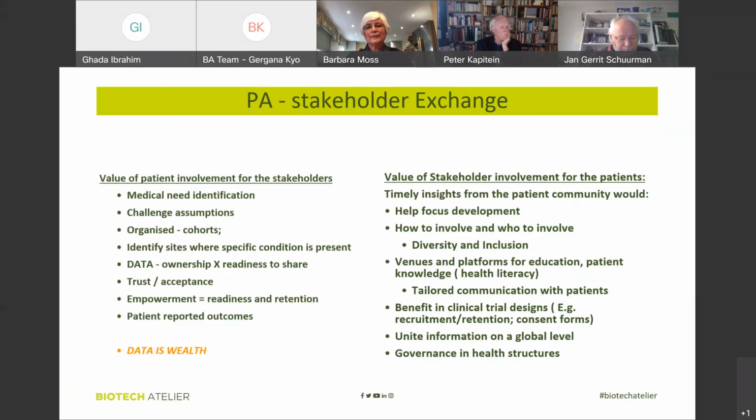And the enormous benefit in clinical trial design, for example. We know that clinical trials sometimes fail because recruitment can happen, but retention is very difficult. Consent forms, and Pierella mentioned that there is no silver bullet for consent forms. Totally agree. So we need to review consent forms together with the decision makers and people who are involved in writing them up.